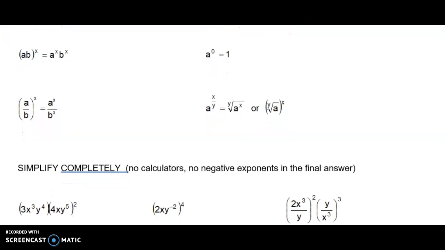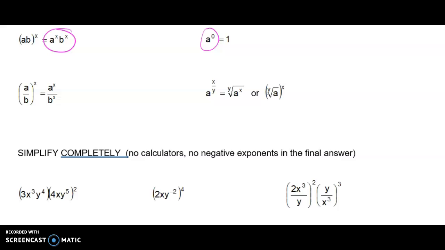All right, next rule, we have ab to the x power. And this is sort of like distributing. That would give us a to the x, b to the x. Any number to the 0 power is 1. That's a rule you have to memorize. You've just got to know that rule.